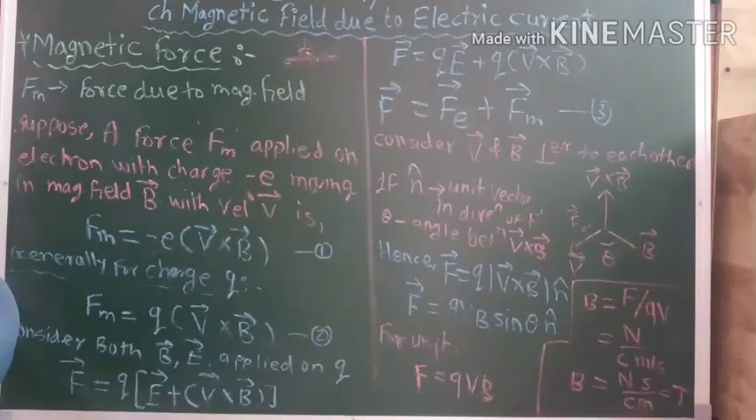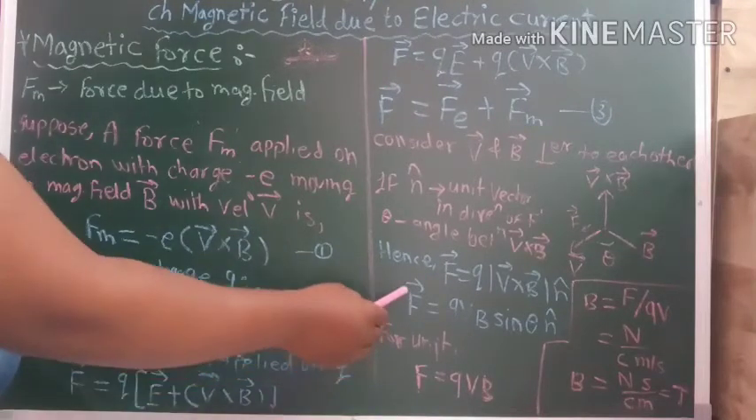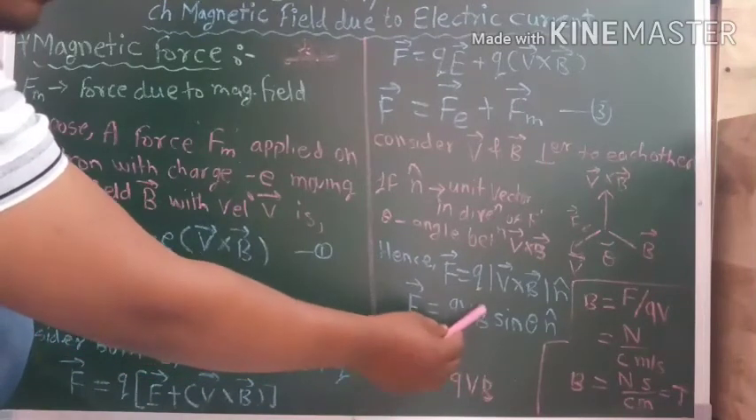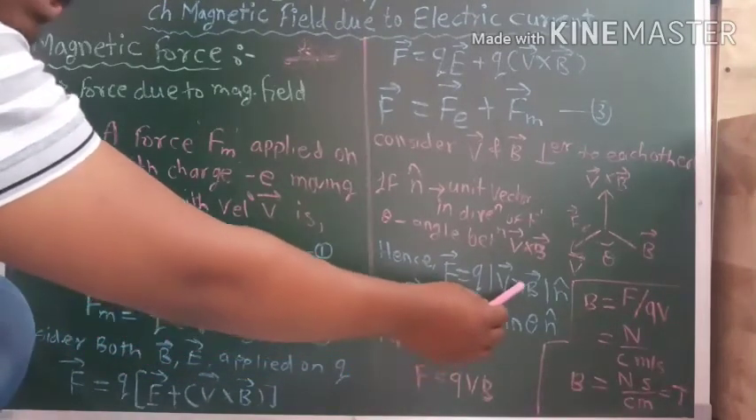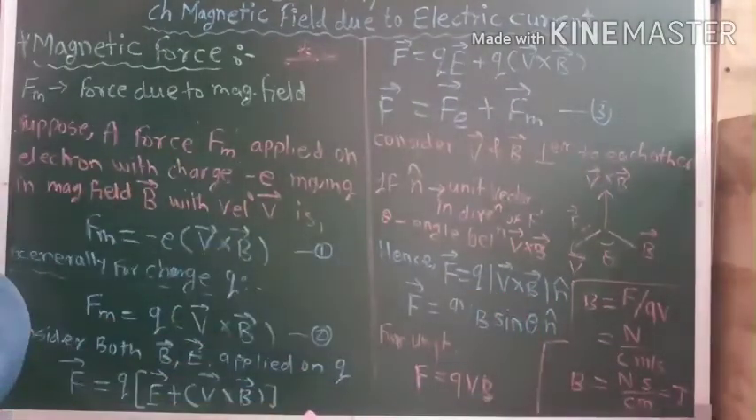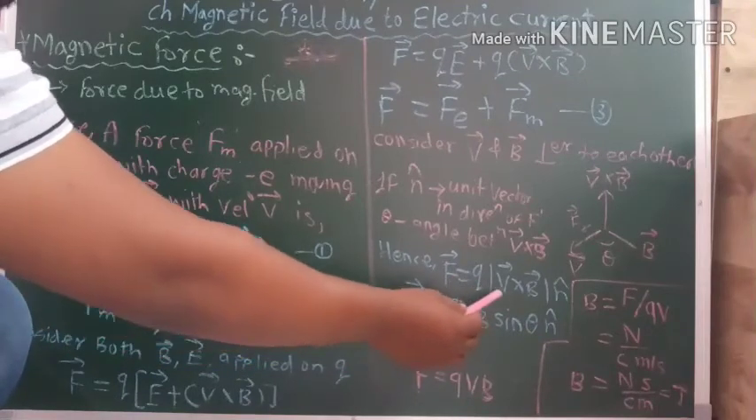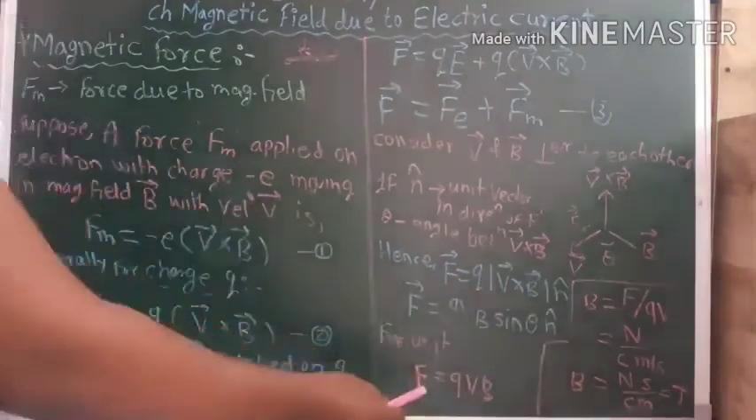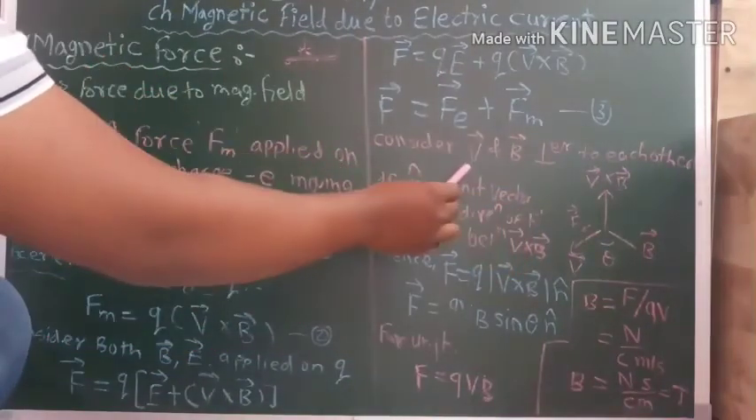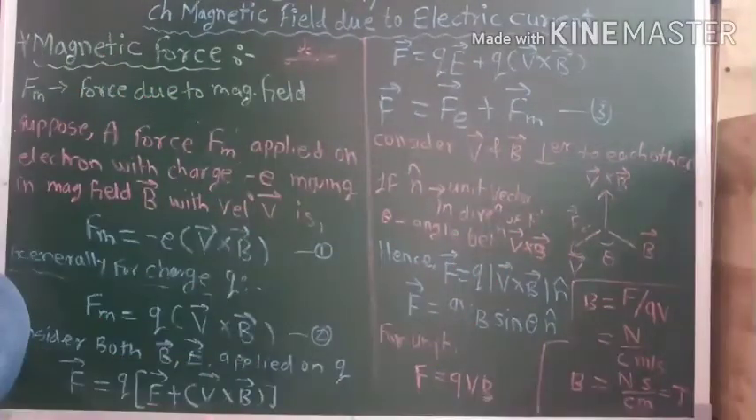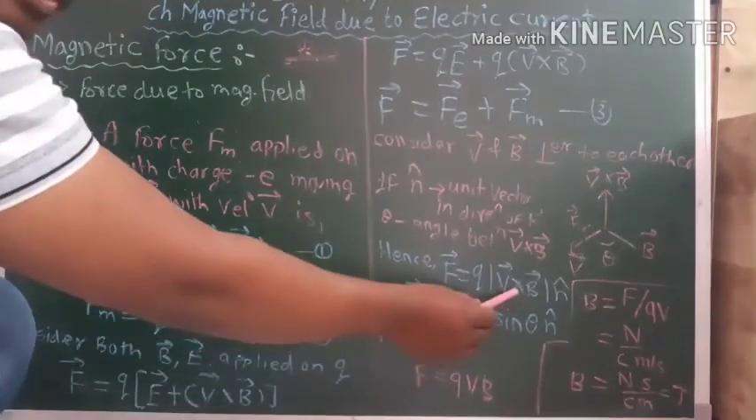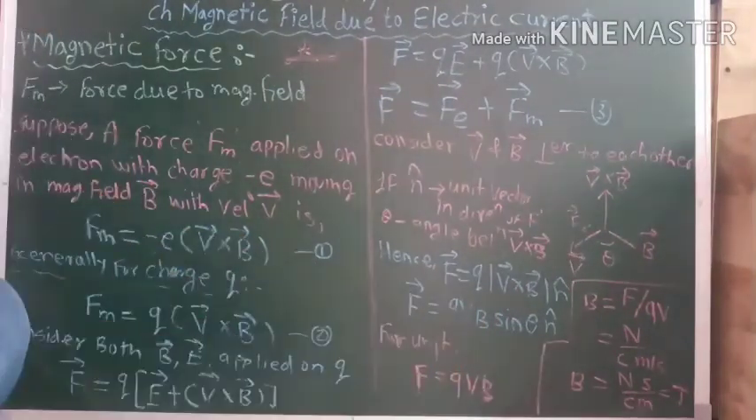Hence we write the magnetic force F bar is equal to q in v bar cross B bar into n cap. This is also the modulus: F bar is equal to q v bar cross B bar into n cap. This is the force when the v bar and B bar are perpendicular to each other, and here we consider the cross product. We also studied this in the scalar and vector chapter.